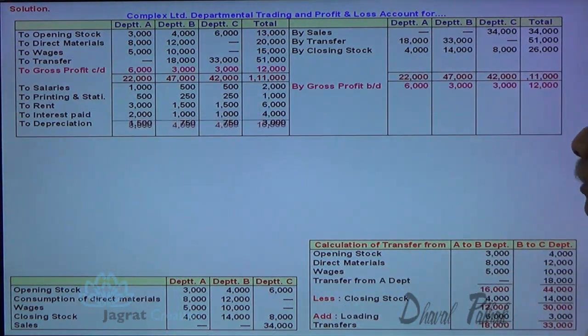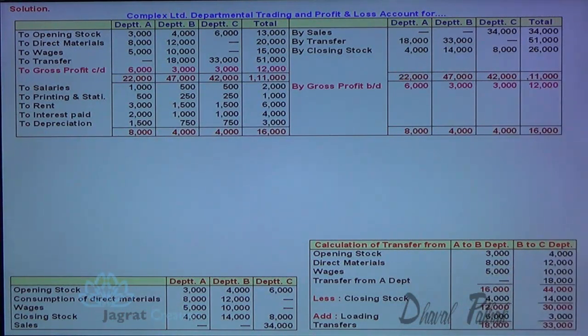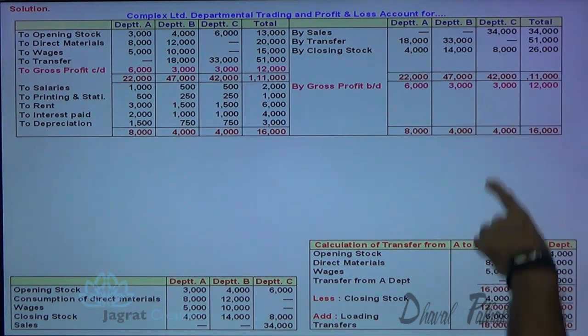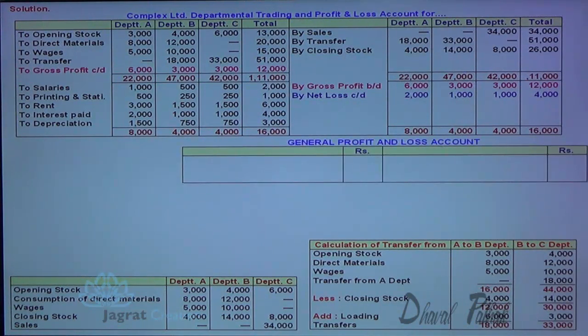Now let me find out the profit or loss. 8,000 minus 6,000, 2,000 loss. 4,000 minus 3,000, 1,000 loss. 1,000 loss. So the loss is 2,000, 1,000, 1,000. Total loss 4,000, debited to profit and loss account.